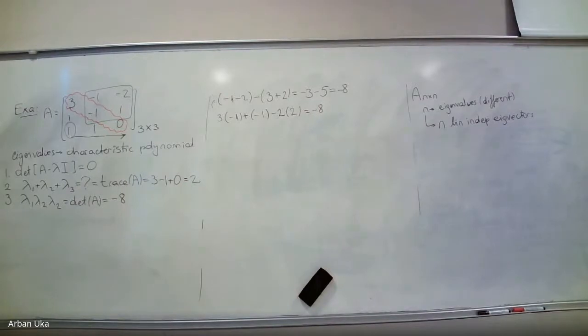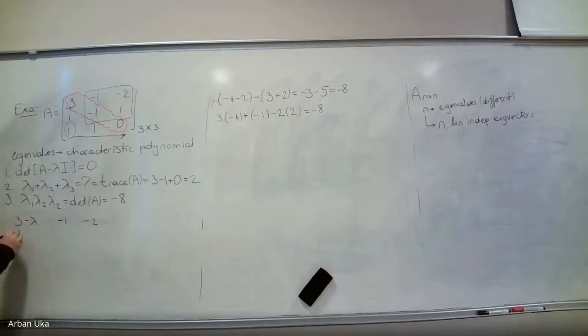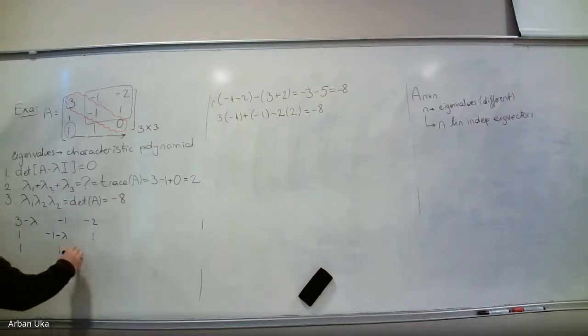So we need to multiply all of the 3, 1, 1, minus 1, minus 2, 1, 0. Okay, so I have no mistake in here. And then let's try to obtain the characteristic polynomial. The characteristic polynomial would be the determinant of 3 minus lambda, minus 1, minus 2, 1, minus 1 minus lambda. Here we have 1, 1, 1 minus lambda.